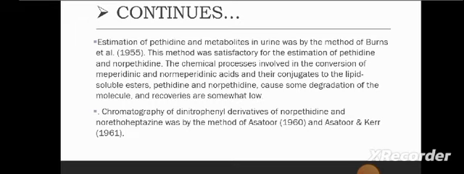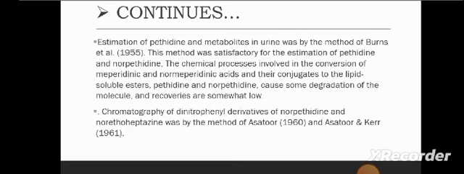Next, estimation of pethidine and metabolites in urine was by the method of Burns in 1955. This method was satisfactory for the estimation of pethidine and norpethidine. Norpethidine is basically a 4-phenylpiperidine derivative that is both a precursor and toxic metabolite of pethidine. The chemical processes involved in the conversion of pethidinic and norpethidinic acids and their conjugates to the lipid-soluble ester cause some degradation of the molecules, and recoveries are somewhat low.